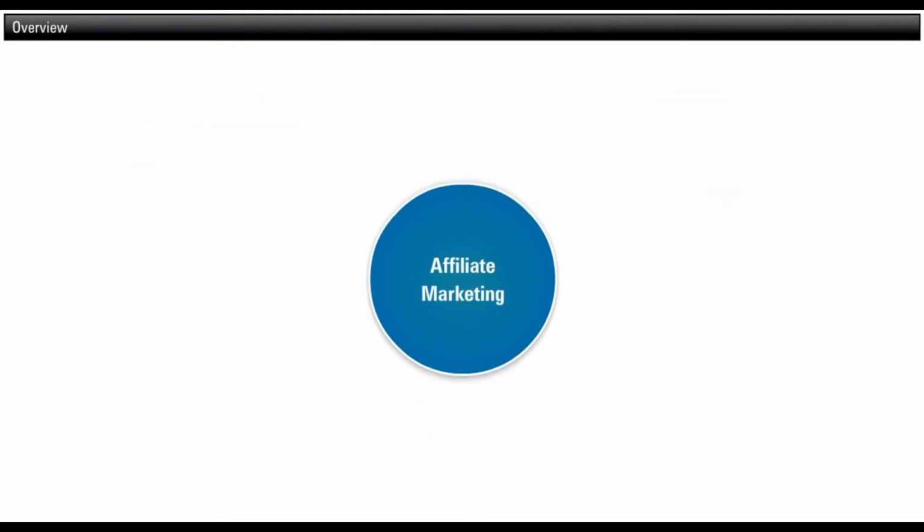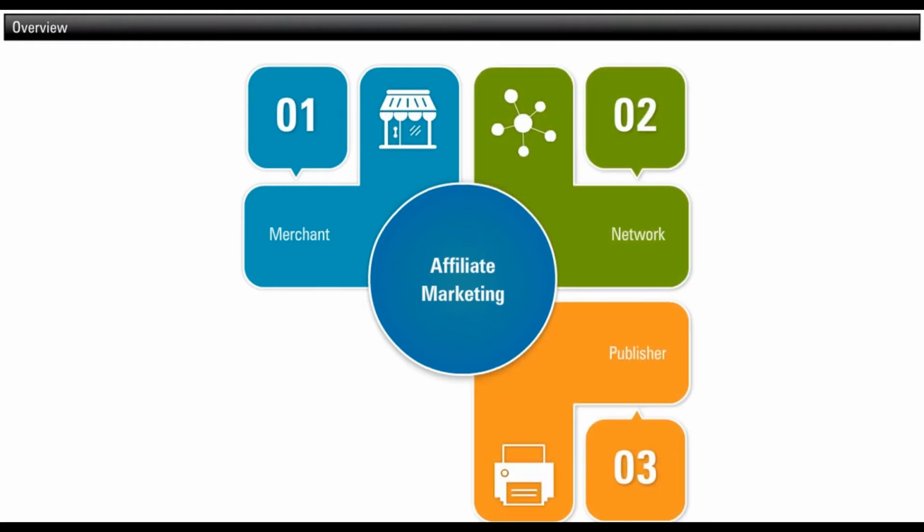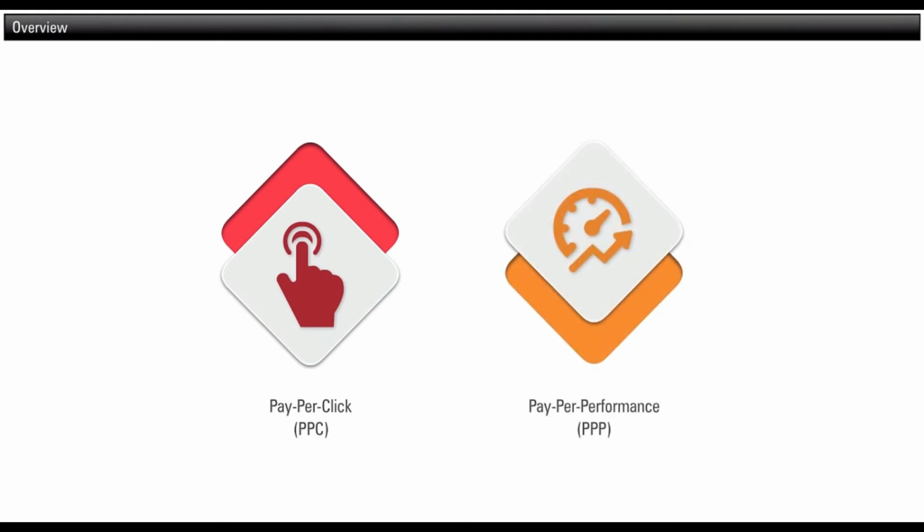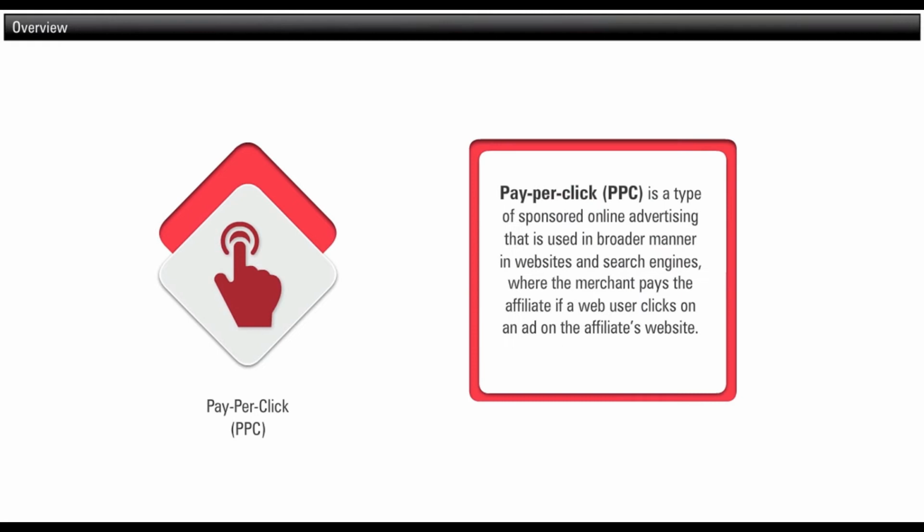Affiliate marketing has four core players, namely the merchant, network, publisher, and the customer. The basic affiliate marketing program falls under two categories: pay-per-click or PPC and pay-per-performance or PPP. Pay-per-click or PPC is a type of sponsored online advertising that is used in a broader manner in websites and search engines, where the merchant pays the affiliate if a web user clicks on an ad on the affiliate's website.